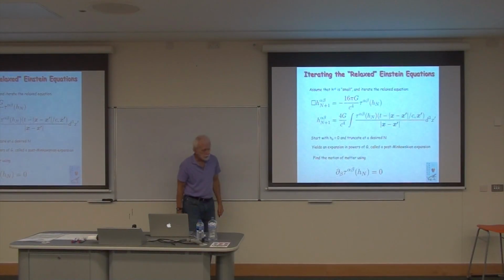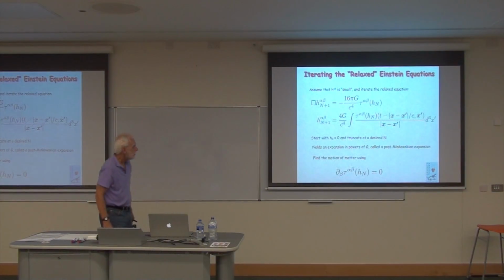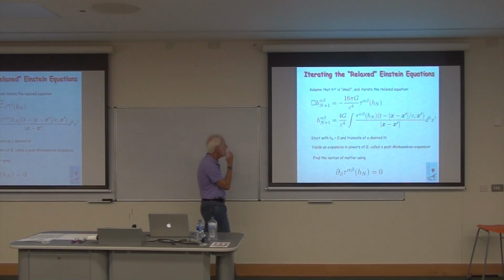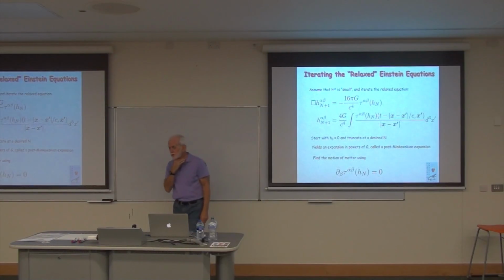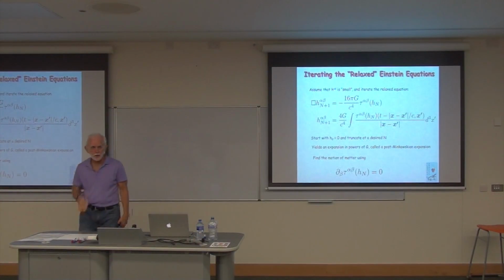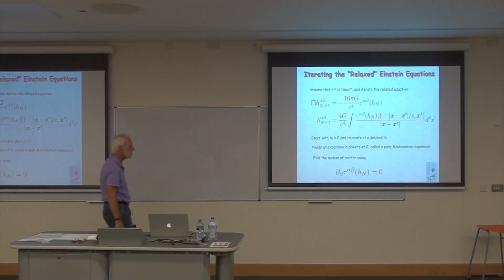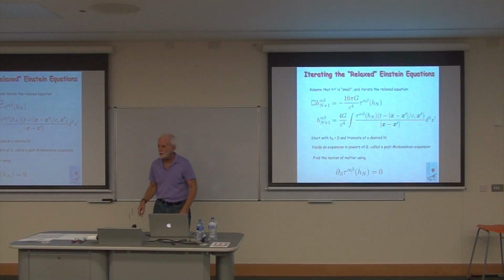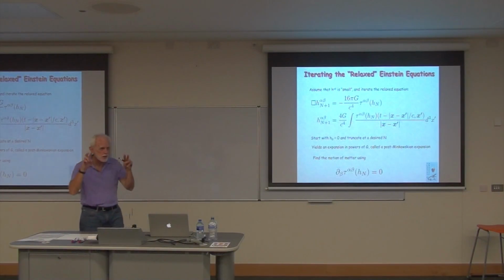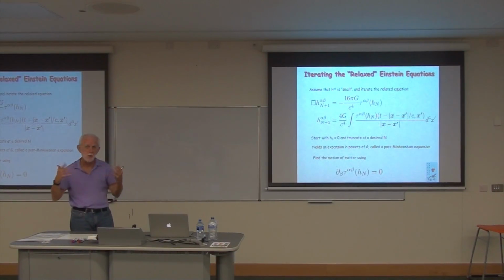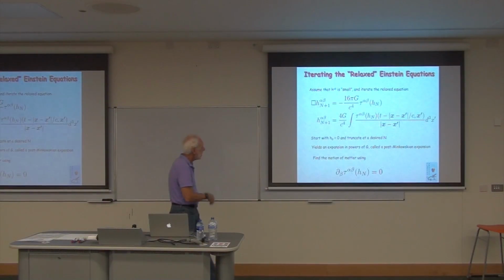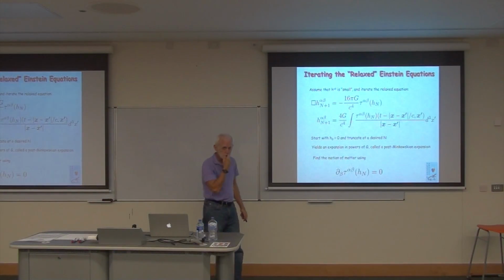Okay, so how do we approach solving this equation? The idea is to first assume that we're going to consider situations where, at least for a large region of space-time, this h, this deviation from flat space-time, is small in some sense. I'm not going to make any rigorous statement of what I mean by small, but you get the idea of what small is, right? It's just small. And the idea is to iterate these equations.